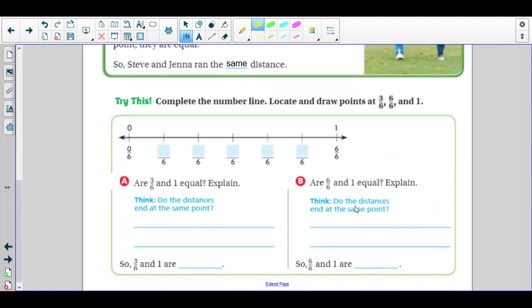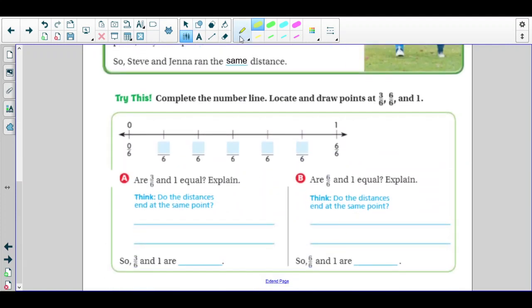All right, let's come down here and look at this example. And then I'll give you some helpful hints along the way that will help you make sense. Complete the number line, locate and draw the points 3/6, 6/6, and 1. All right, so we know that divided into 6, that's 0. Then we'll go 1, 2, 3, 4, 5, and 6.